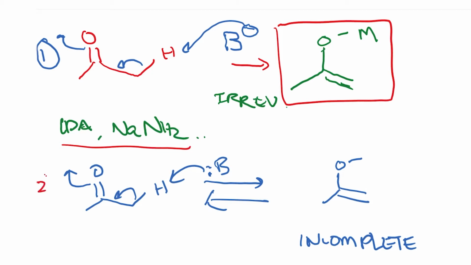Case number one is when you have a very strong base such as LDA, NaNH2, KNH2, butyl lithiums, and so on. And case number two is when you have a weak base which can react with the carbonyl compound, but doesn't produce the enolate completely. These are important for us to understand, because later in this lecture we will look at methods to control enolate formation, especially when you have a couple of choices and you would like it to go along a particular path.